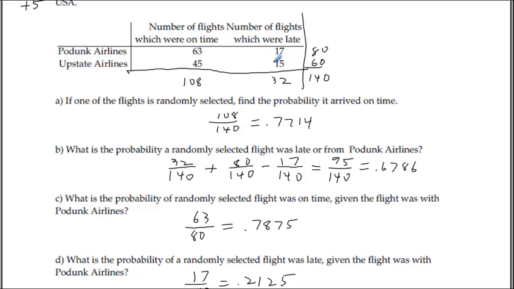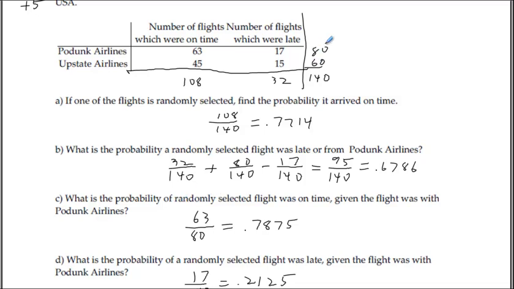The problem is we've counted these 17 twice. So we have to subtract that off, and that's the probability of A or B, which is on your formula sheet. So 95 out of 140. On C, what's the probability that it was on time given it was with Podunk?